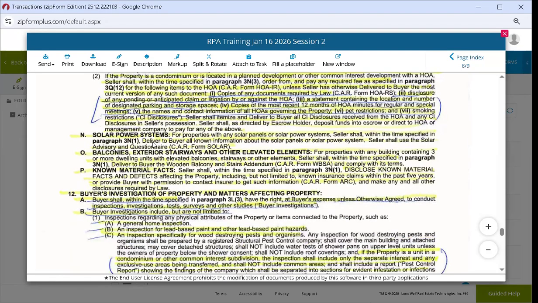Yes. Solar power systems. I am so glad that they have this CAR form solar now. So for properties with solar panels or systems, the seller needs to provide this questionnaire and advisory form called SOLAR. It gives them information about the contract, if it's fully paid for. Make sure when you're listing that you have that information. Get the contract from the seller so that you have that copy to provide to escrow and the buyer, okay?